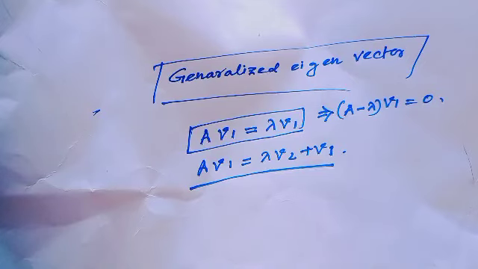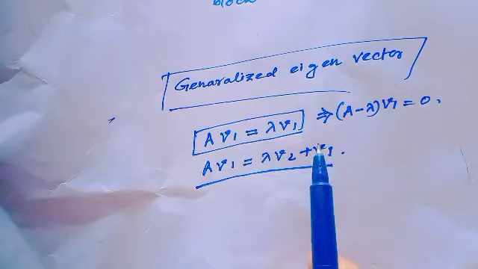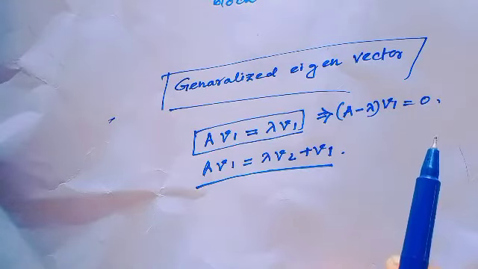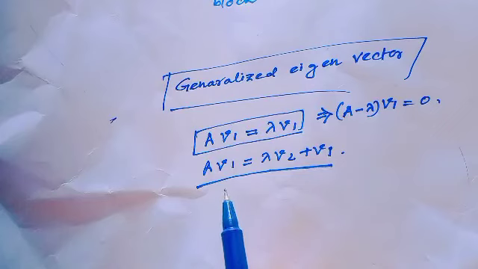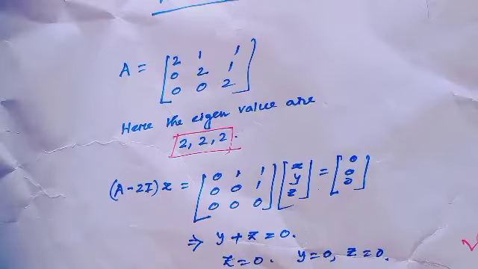When there exists an eigenvector of this matrix, we all know A v1 equals lambda times v1. Actually this means (A minus lambda I) times v1 equals 0. But a generalized eigenvector means it would be of this type: A v1 equals lambda v2 plus v1. What is the generalized eigenvector?